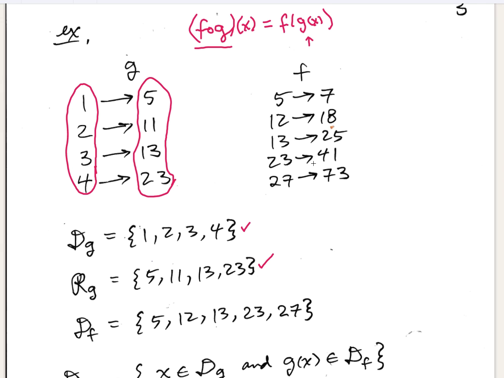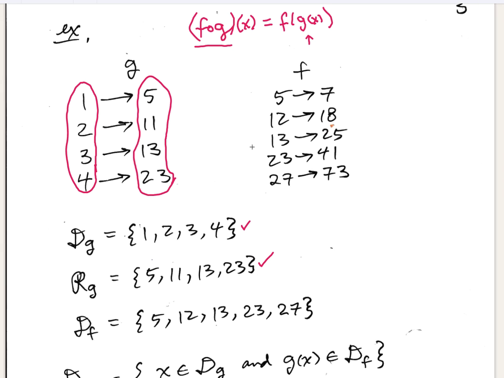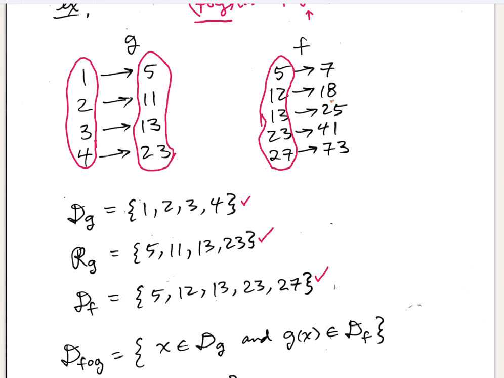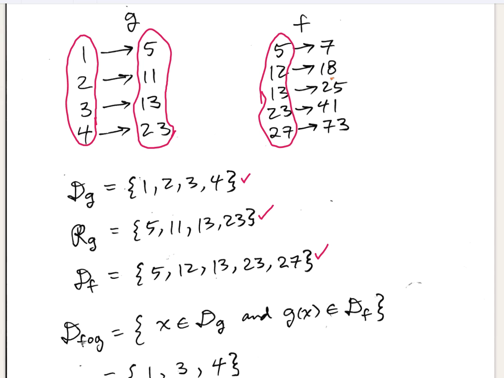What's the domain of f? That would be these guys, 5, 12, 13, 23, and 27. So I've written that there. Now, the domain of f composed with g would be what? The set of all x that are in the domain of g and satisfy the condition that g of x is an element of the domain of f.